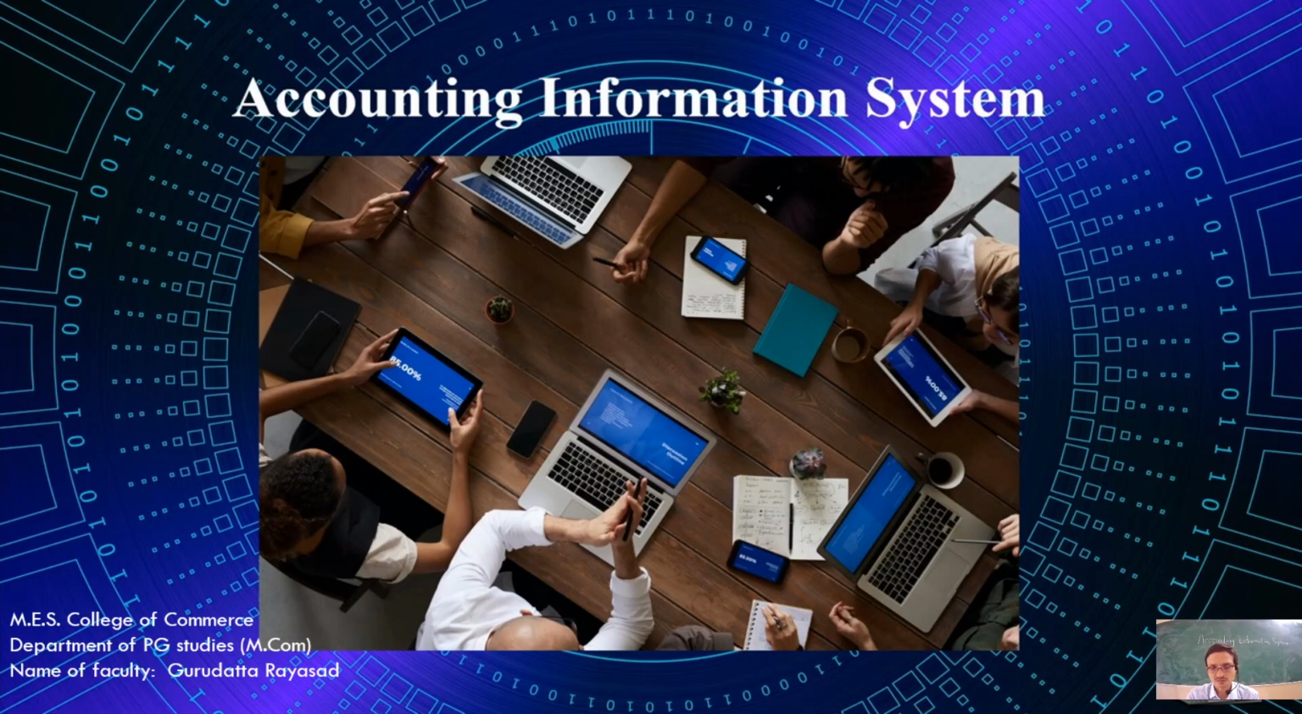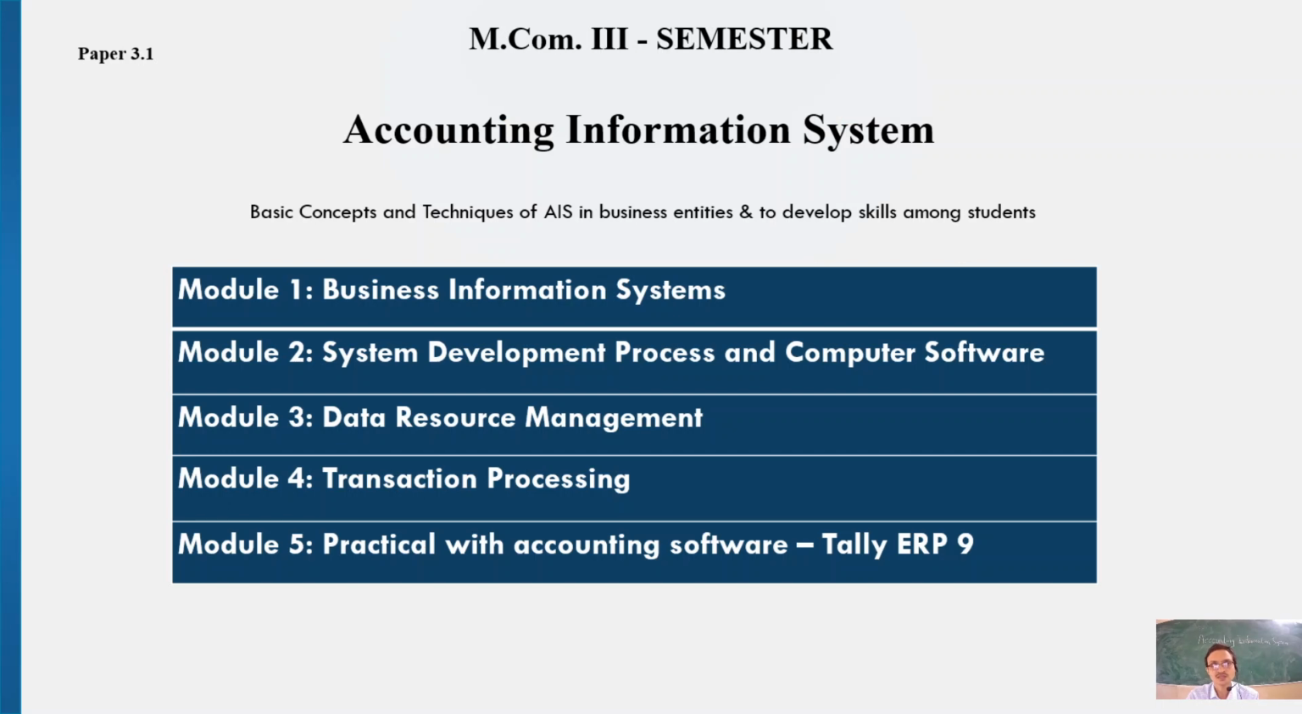So in this third semester, you have a compulsory paper called Accounting Information System. So let's have a quick look at the syllabus topics as well as some of the important concepts that we are going to cover in this subject. So first, the objective or the idea of this course is to understand the basic concepts and techniques of accounting information system in various different business entities, and also you are going to learn about some of the practical concepts.